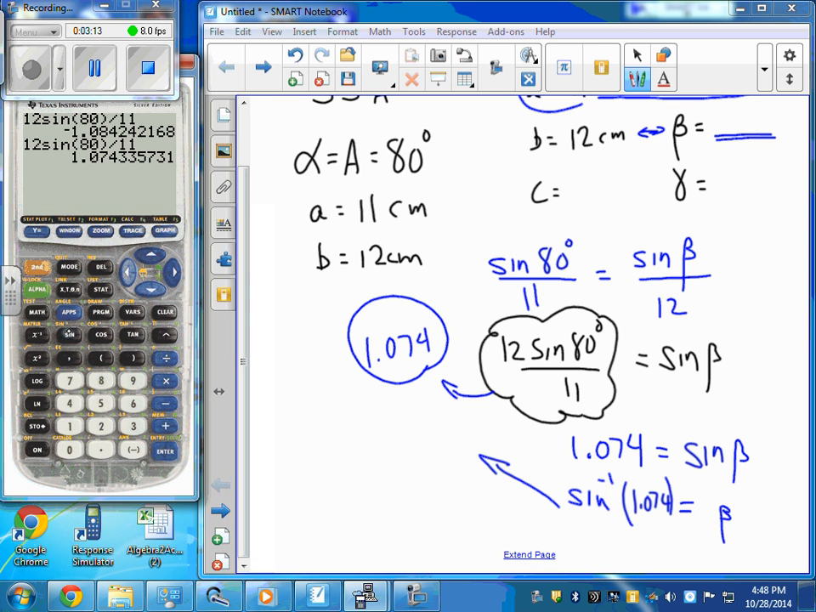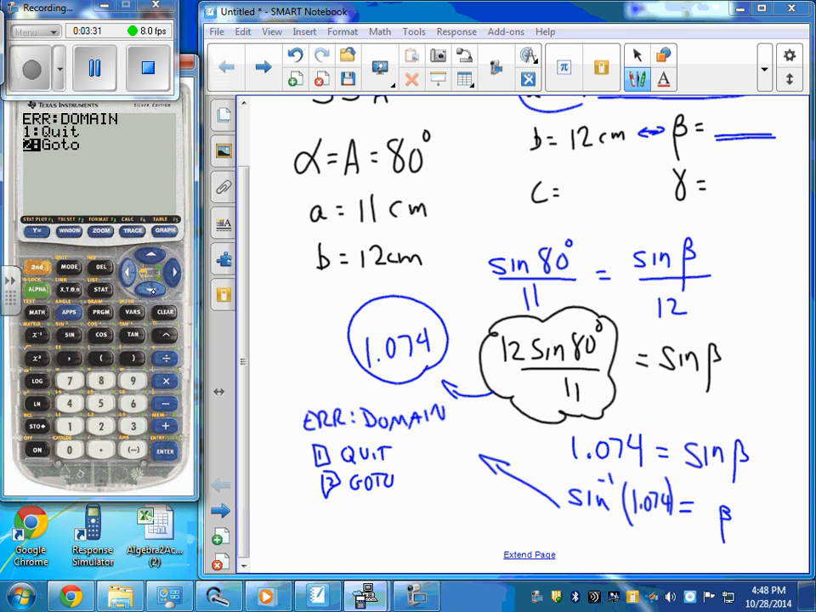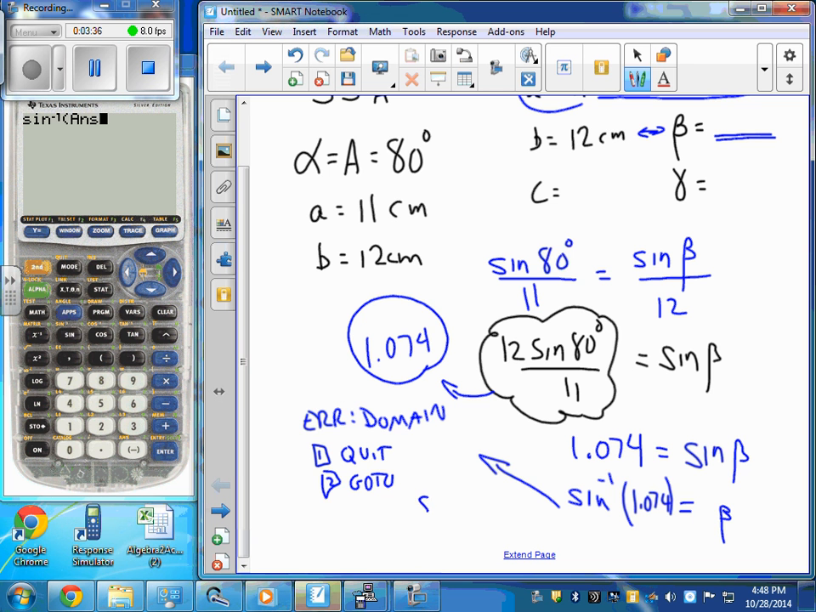The error message that I get from working this says error domain, and then the options are quit and go to. If we go to the error, which I would always recommend you try, the problem is right there at the sine inverse of this quantity. So we cannot find an arc that has a sine greater than 1.